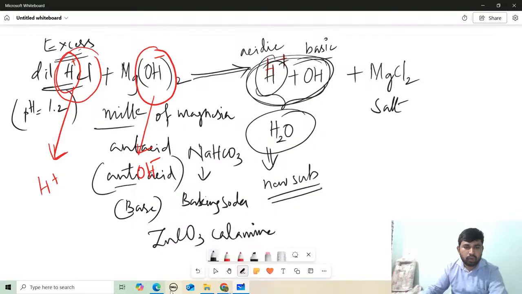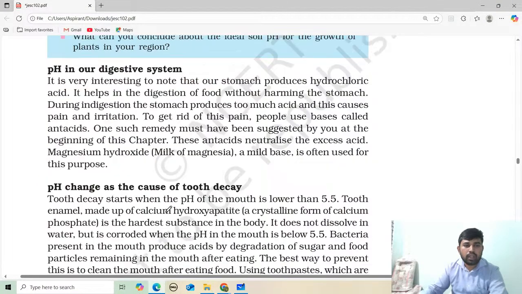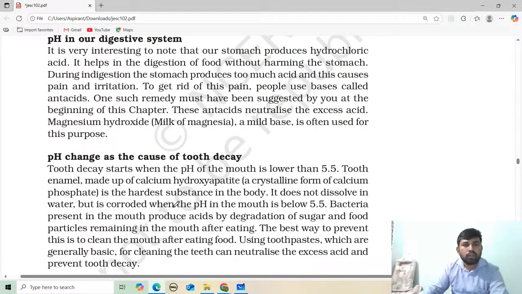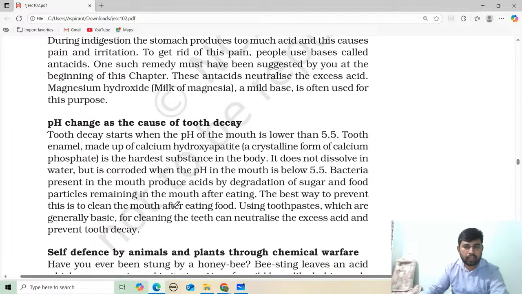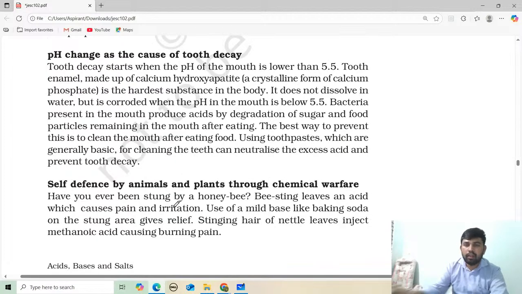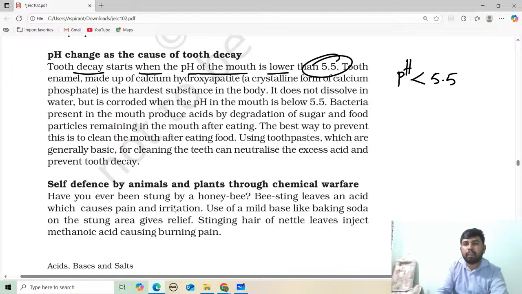Okay, now let me go for the next one: pH as cause of tooth decay. They have given something called pH of mouth. It is 5.5 pH. Tooth decay starts when the pH of the mouth is lower than 5.5. If the pH stays below 5.5, then tooth decay will happen.